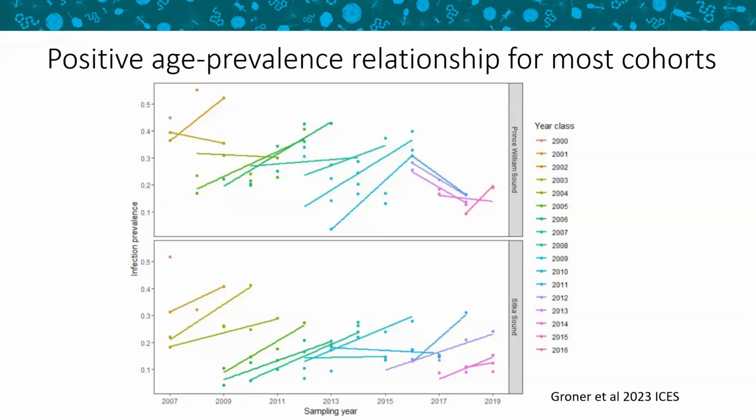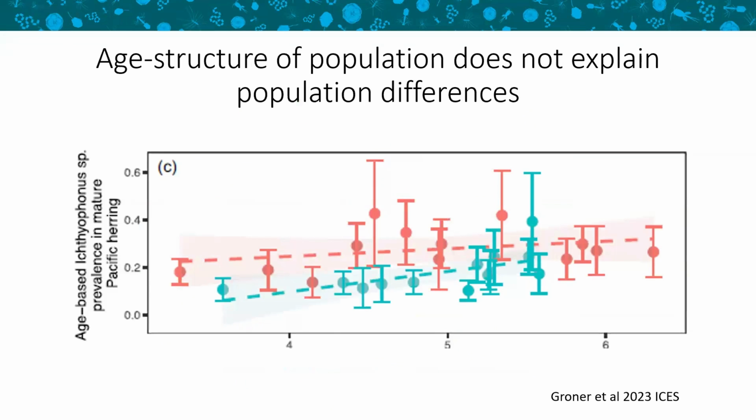That's a reasonable hypothesis. But if we look at the age structure of the population, again, this is Prince William Sound in pink here, you can see the estimated prevalence, sorry, this is age here. I think I cut off the x-axis. So this is age of the fish, and this is the estimated prevalence on the y. We are estimating that these fish have higher prevalence in Prince William Sound for the same age. So it's not explained by age.